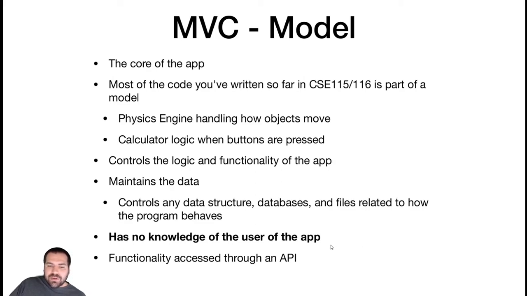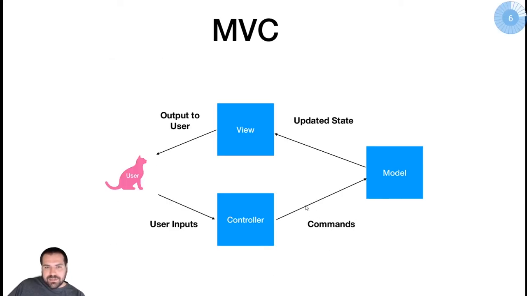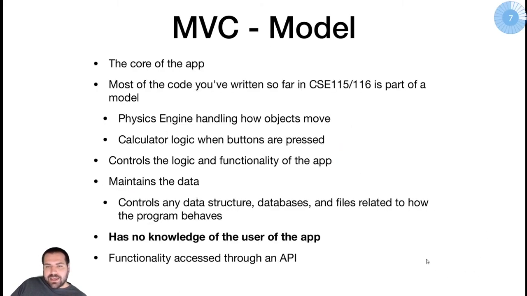And the model is removed. Thinking of this picture, the model is completely removed from the user itself. The model is not aware, or rather should not be aware, that the user even exists. That's how removed the model needs to be. It's the view's job to display things to the user. It's the controller's job to take inputs from the user. The model does not interact with the user, not directly anyway.